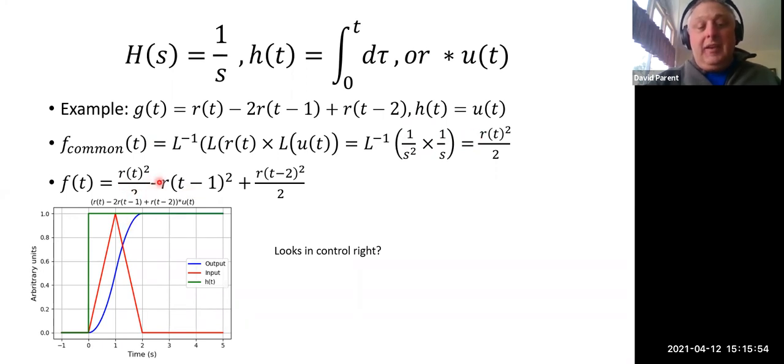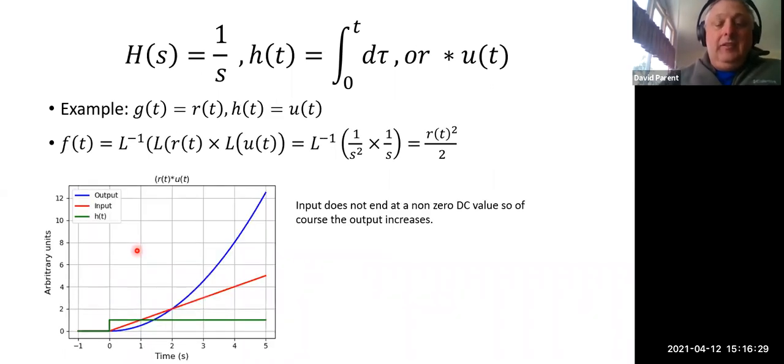And this was an example off of one of the midterms. And so the blue is the output. It starts, it increases, and then it goes to some DC value. But it's not in control because the input is making it go back to 0. So the input might make you think it's in control, but really it's not.